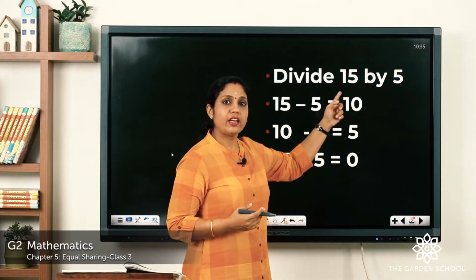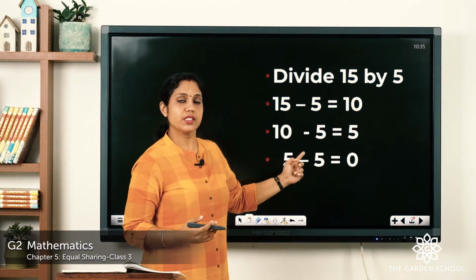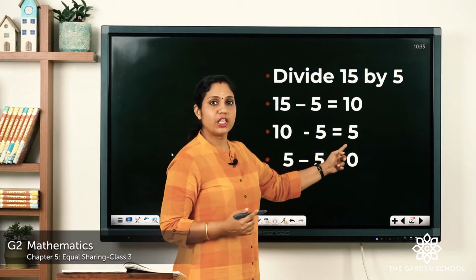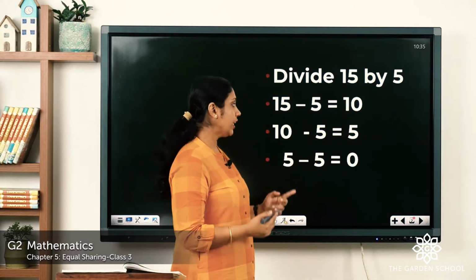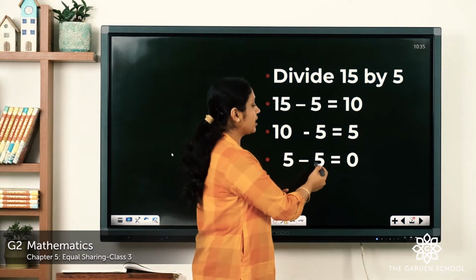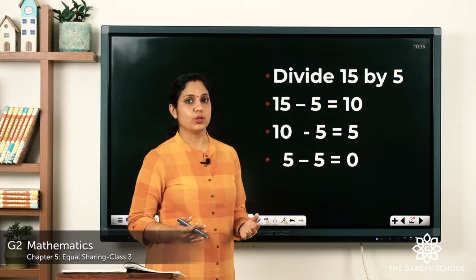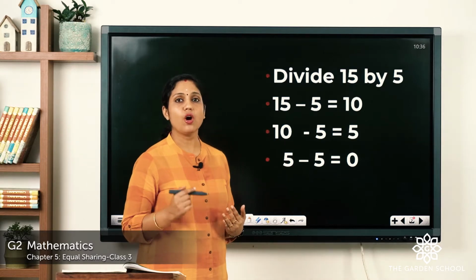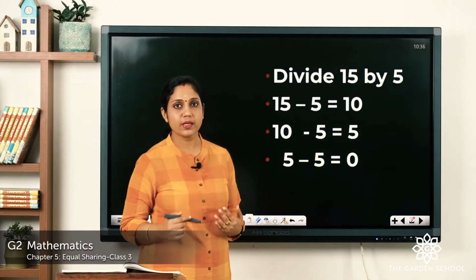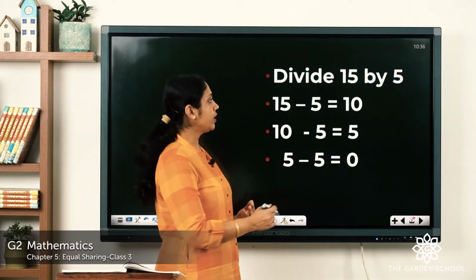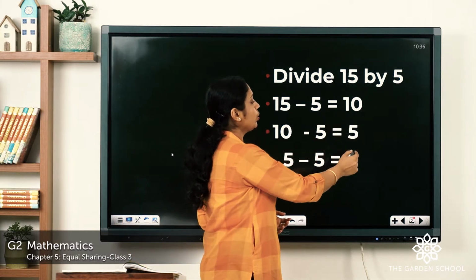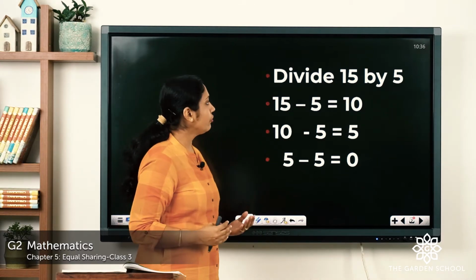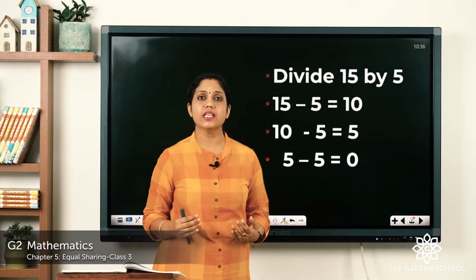From this 10, again we have to subtract the given number. What is the given number here? 5. So 10 minus 5 is equal to 5. And now we have 5 minus 5 and the answer is 0. So now we have reached 0. We have to see how many times we repeated the subtraction. Here we repeated 1, 2, 3, 3 times. So what is the answer when we divide 15 by 5? It is 3.